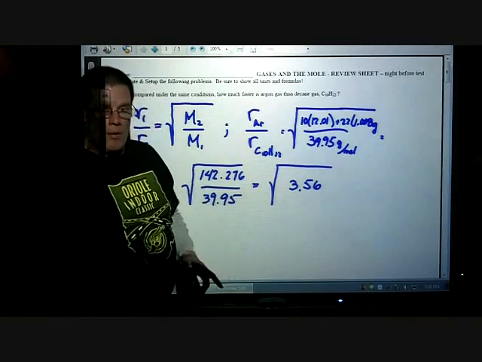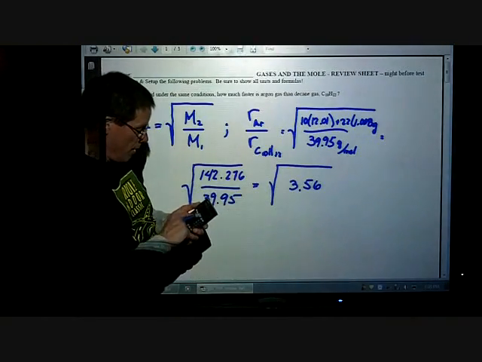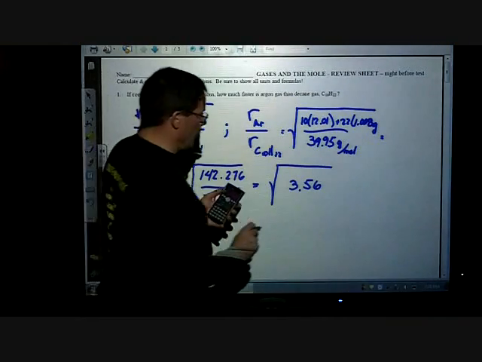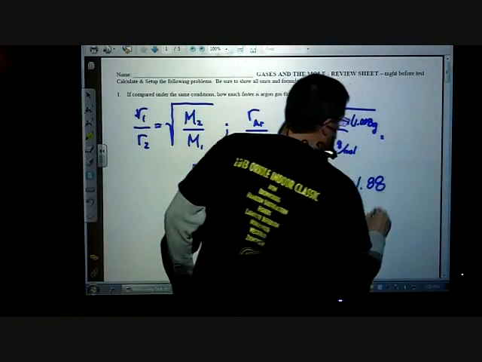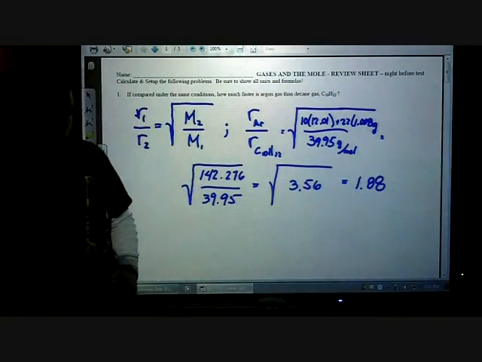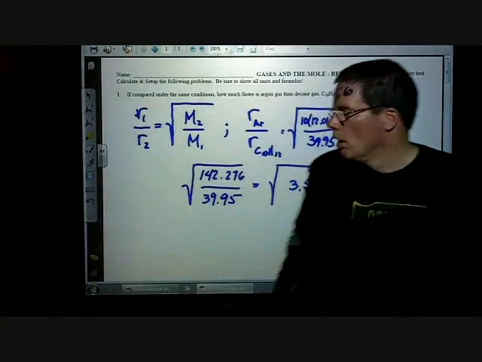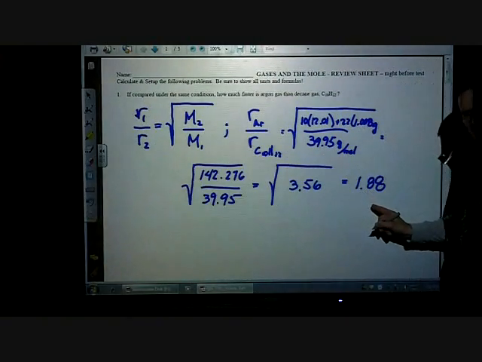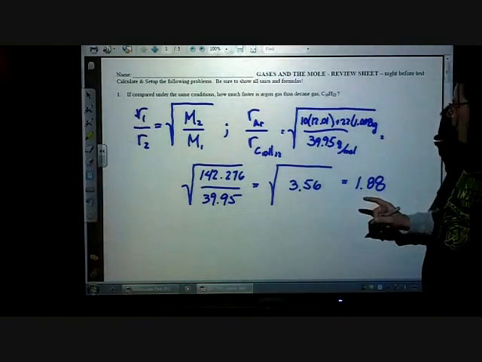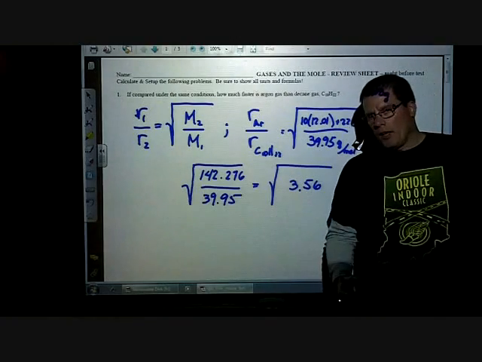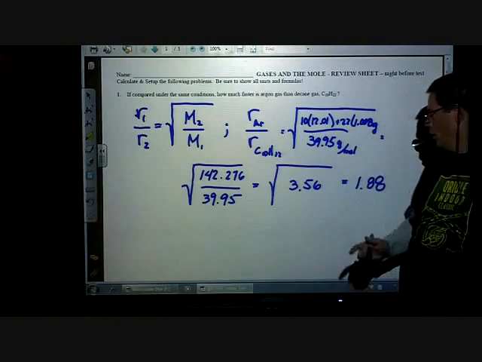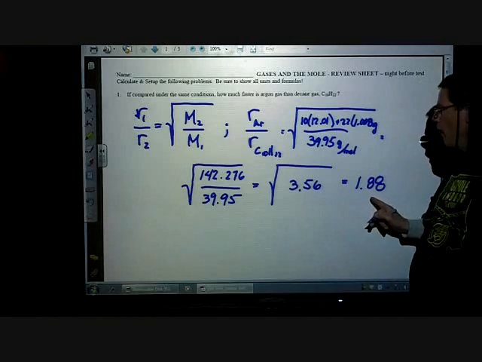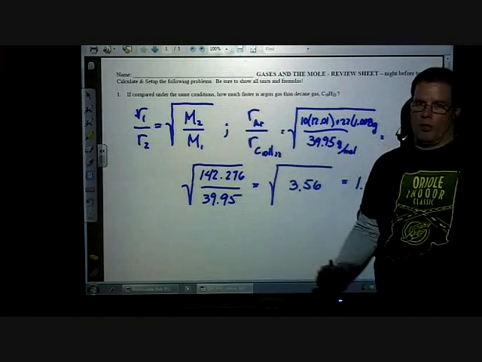I still have it under the radical, so I need to take the square root of that value, and I get 1.88. Now, what my answer is telling me is a couple of things. First of all, it confirms that I actually have the lighter gas on top. Also, if I have the lighter gas on top, lighter gases are faster than heavier gases. So it's almost twice as fast under the same conditions.